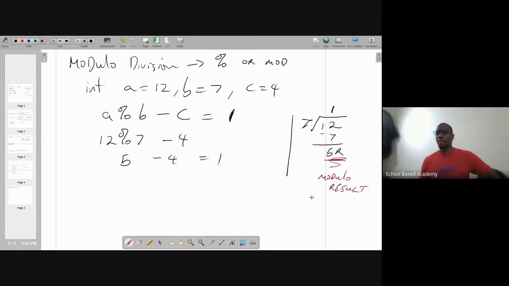So the modulo result returns a whole number integer that is the remainder of an integer division. Okay? So this is how we got the 5 there, and then we could say 5 minus 4 is equal to 1. Are you all with me?